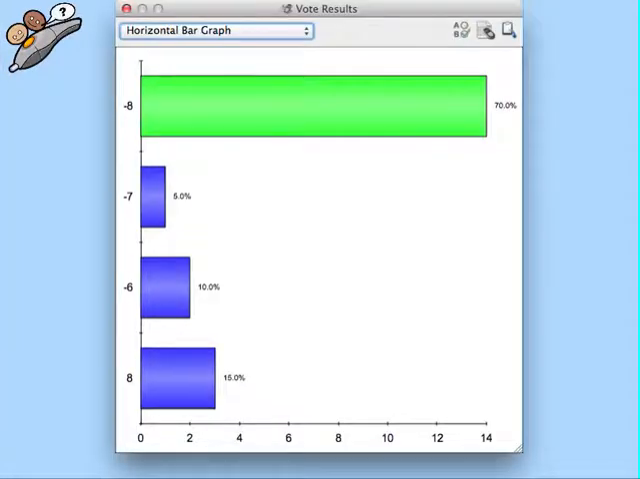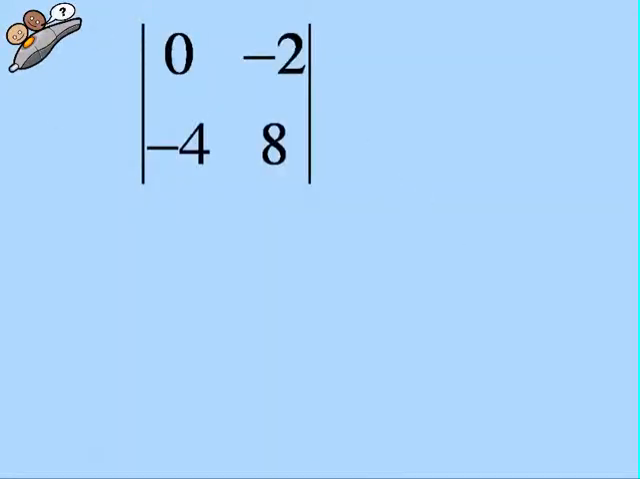Okay, answer is negative 8. All right, we need to look at this one real quick because the 0 sometimes throws people off. So let's go ahead and look at the first diagonal. So along the first diagonal, I'm going to get 0 times 8, which is 0. Okay, minus this diagonal, negative 4 times negative 2 is positive 8. So I end up getting negative 8.